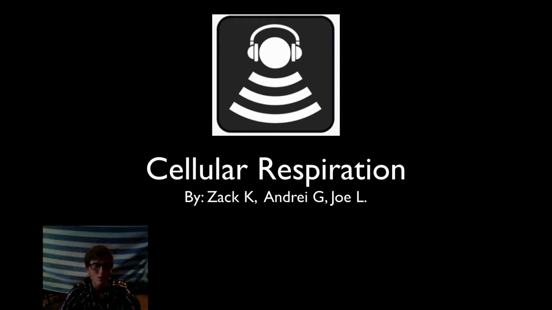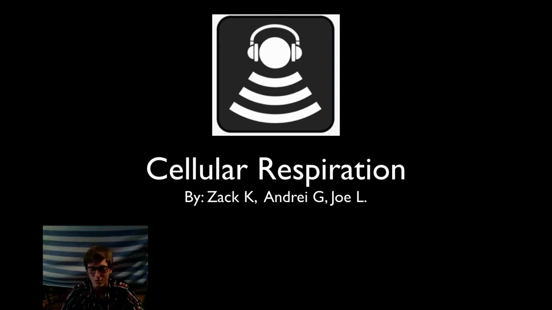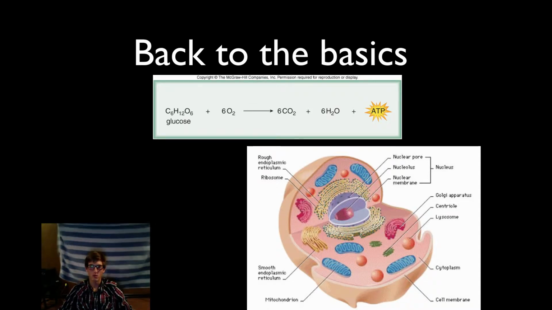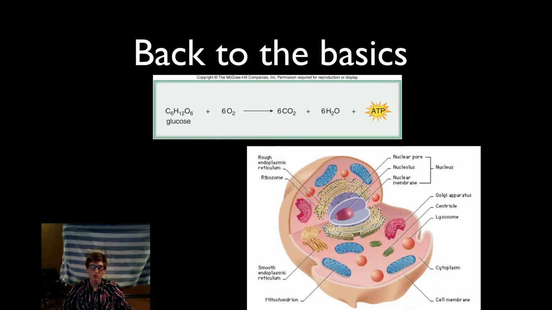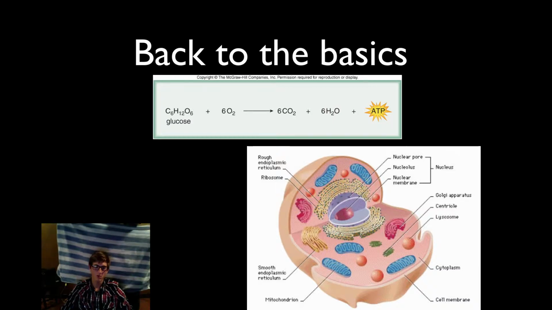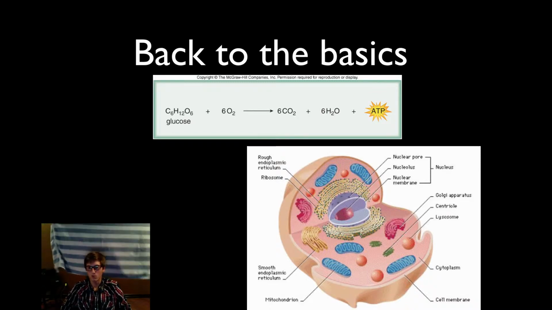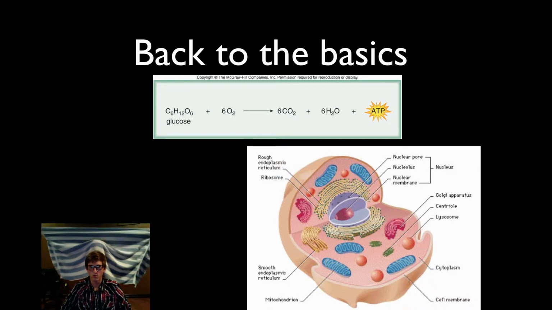I'm here to teach you guys about cellular respiration today. Alright, cellular respiration. I'm sure you guys have seen this equation before. I'm sure you guys know the basics, but I'm just going to tell them to you again. The main goal of cellular respiration is to make ATP, and cellular respiration partially occurs in the cytoplasm, and two other parts occur in the mitochondria.